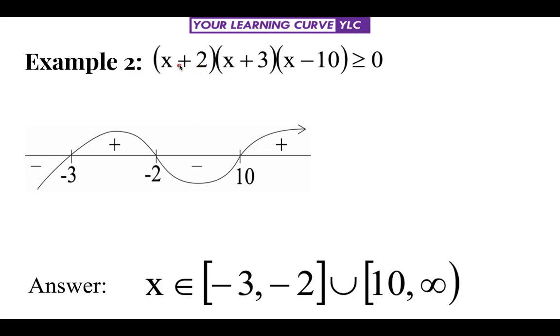So, this factor becomes 0 for minus 2, this factor becomes 0 for minus 3, this factor becomes 0 for 10. So, we will plot these numbers on the number line in increasing order. So, minus 3, minus 2 and 10. Here all the powers are odd, so no need to write the powers. Every time we cross a factor, we have to change the sign.